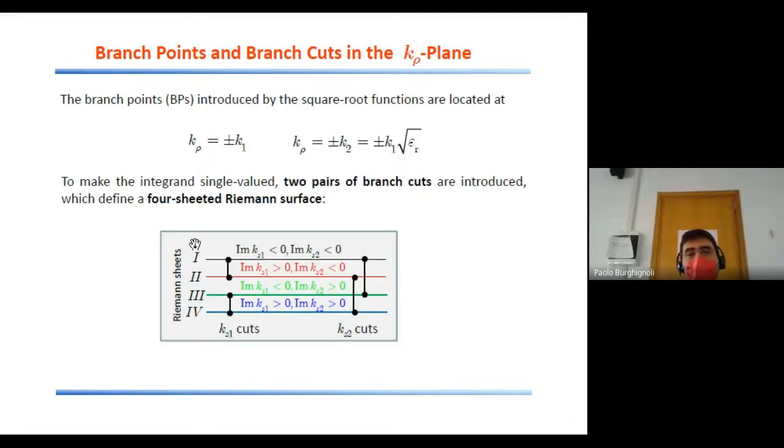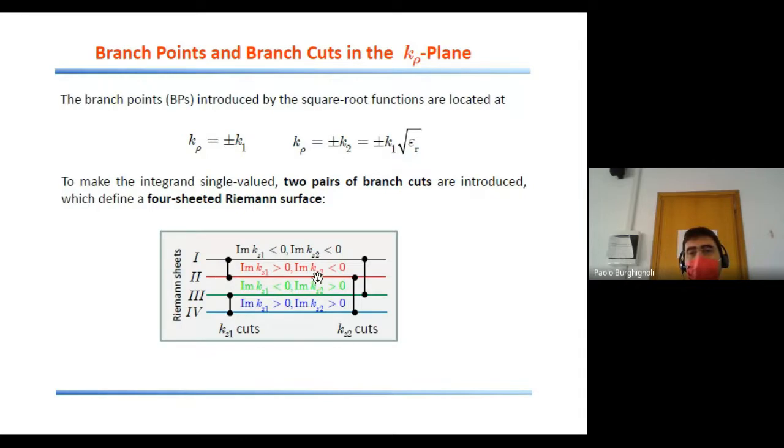So for example, we can number those Riemann sheets with Roman numerals from 1 to 4. In the first Riemann sheet, by definition, which is of course an arbitrary definition, we have that the choice of the square root is such that the imaginary part of both is less than zero. Now, this Riemann sheet number one is connected by a branch cut to the Riemann sheet number two, where instead the vertical wave number kz1 has imaginary part positive instead of negative, whereas kz2 remains with a negative imaginary part. So if you go downstairs through this cut, you land on the red line, which represents here the Riemann sheet where kz1 has a positive imaginary part.